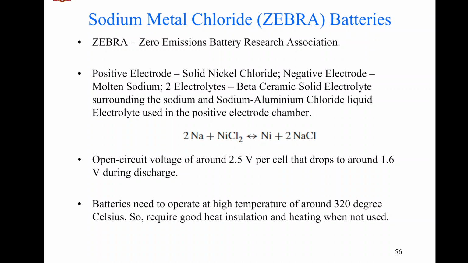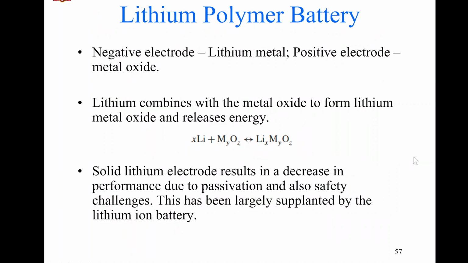The operating voltage here is around 2.5 volts and it would drop to around 1.6 volts during discharge. This battery need not operate at higher temperatures. Sorry, yes, they need to operate at higher temperatures, so it also requires heat insulation and heating when not in use. Next are the lithium polymer batteries, where the negative electrode is lithium metal and the positive electrode is a metal oxide.